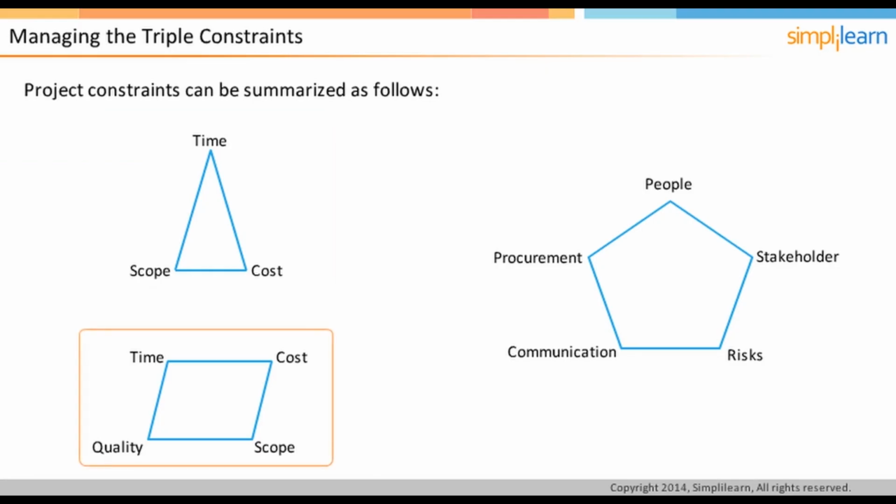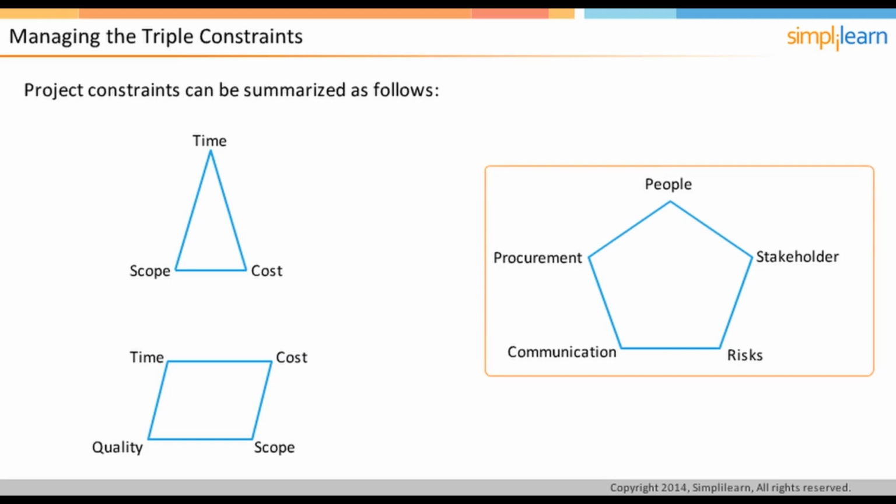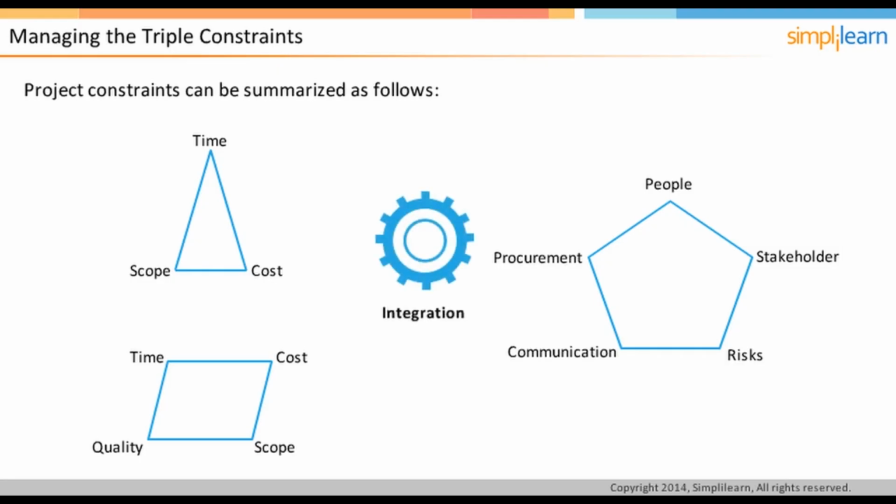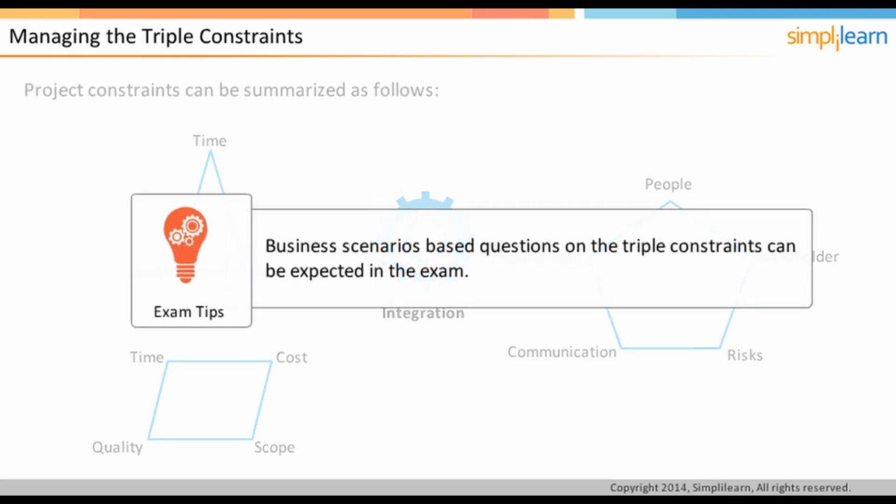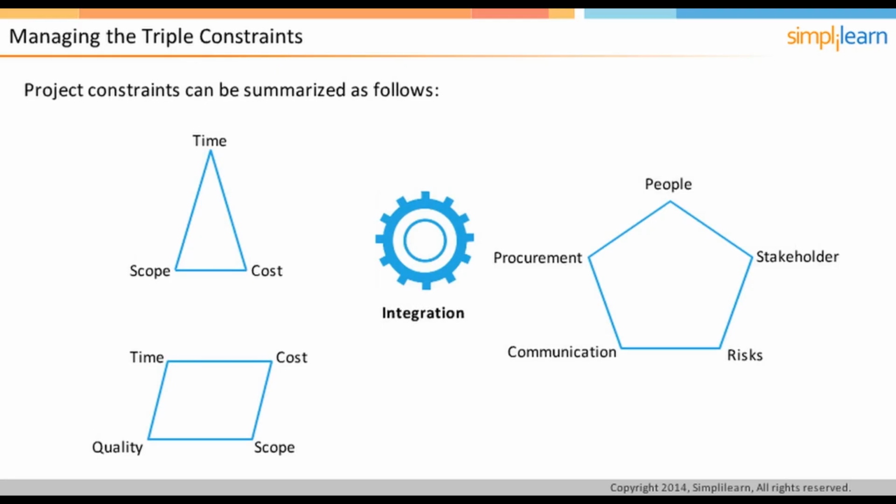Quality is a primary concern for a project manager. Therefore, the project manager has to make trade-offs to keep the scope, cost, time, quality plane in balance. To achieve the balance, the project manager also needs to manage other aspects of the project. For instance, the people, stakeholders, risks, communication, and procurements. The project manager plays the essential role of integrating all these different aspects of project management. In the CAPM examination, you can expect business scenario-based questions focusing on the triple constraints. In the next screen, let us understand who a stakeholder is.